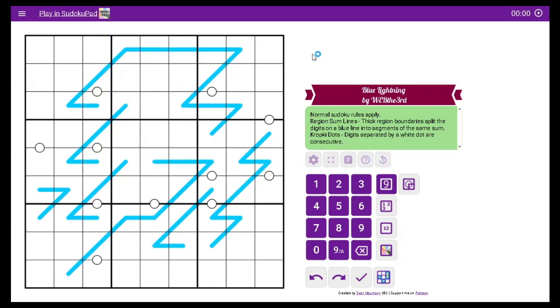Region sum lines. Thick region boundaries split the digits on a blue line into segments of the same sum. So that means these three sum to those three. These three sum to this one. Those two sum to this, etc. Kropke dots: digits separated by a white dot are consecutive, so these two are consecutive, those two are consecutive, etc. Those are all the rules.